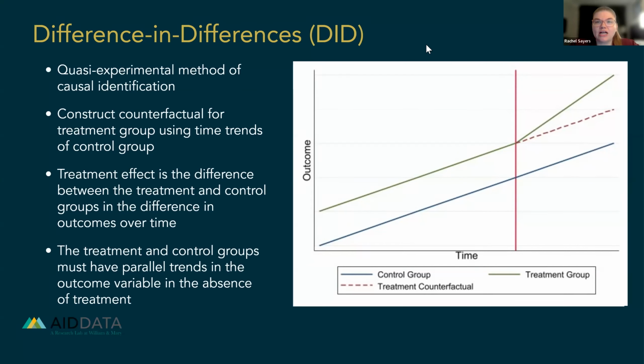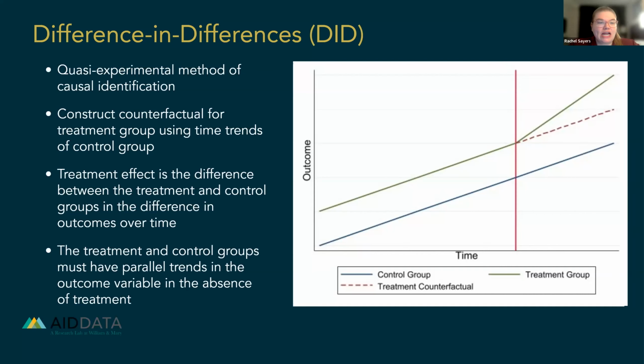Since the control group is unaffected by the treatment, we can use the time trend of the control group to estimate what would have happened in the treatment group in the absence of treatment, or our counterfactual. So the difference between the control and the treatment group in the difference in outcomes over time ends up being our treatment effect. However, there's a key assumption that underlies this method, and that is that the treatment and control groups must have parallel trends in the outcome variable in the absence of treatment.